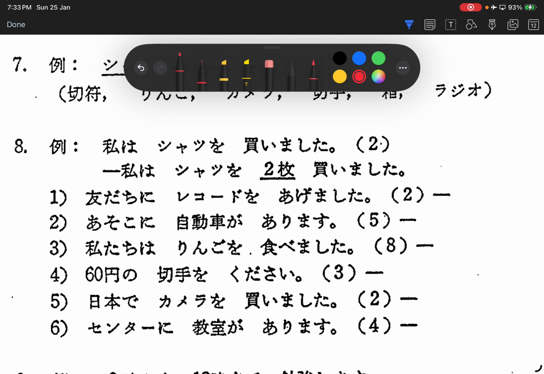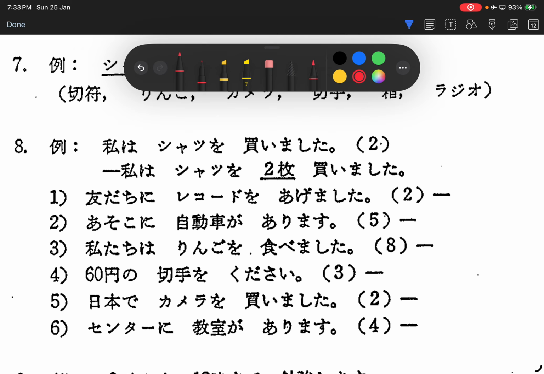Okay, number 8. Just tell me the counter. For example, the example is シャツ. シャツ is flat, so we say 枚, right? So 2枚. Number 1, レコード? Yes, Rachel. 2台. レコード2台.